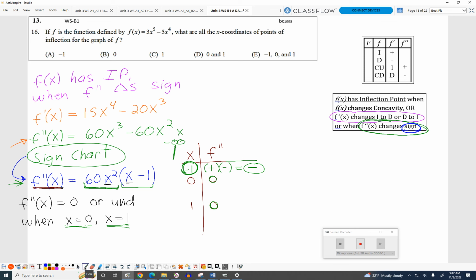Listen, from x equals negative infinity, all the way to, not including x equals 0, every one of those y coordinates of f double prime will be negative. All of them. That was much better. Anybody else?